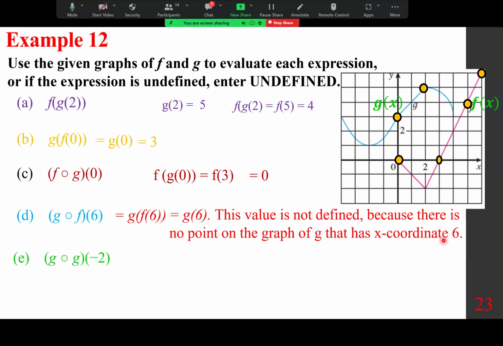G of g of negative 2, that means g of g of negative 2. That's the meaning of it. So let's find g of negative 2. So 1 and 2 on the left gives us negative 2. And this is the point having a y coordinate 1. So g of negative 2 is 1, so we want g of 1. And 1, this is 1, 2, 3, 4. It's g of 1, and the answer is 4.